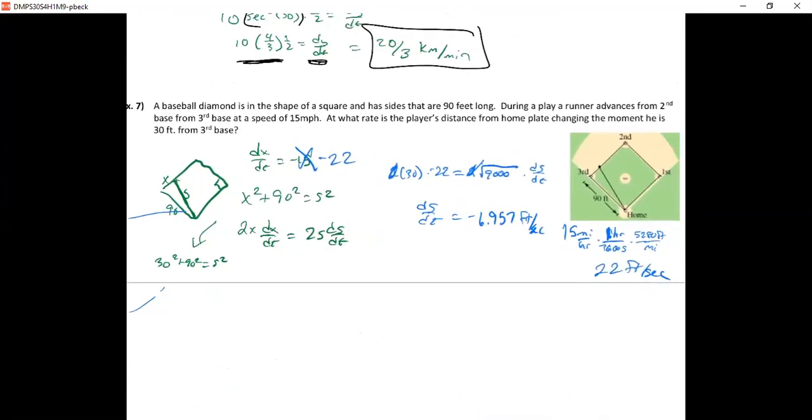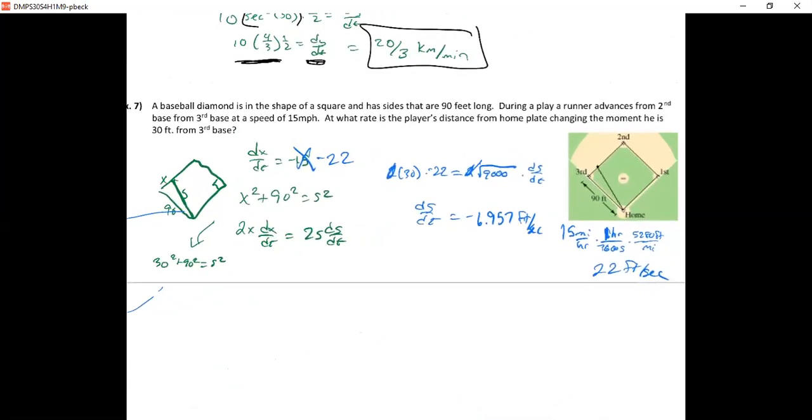And the last problem. A baseball diamond is in the shape of a square and has sides that are 90 feet long. During a play, a runner advances from second base to third base at a speed of 15 miles per hour. These sides are in feet, and this is miles per hour, which means we have to do a conversion from miles per hour into feet per second. There's your dimensional analysis that occurred there.